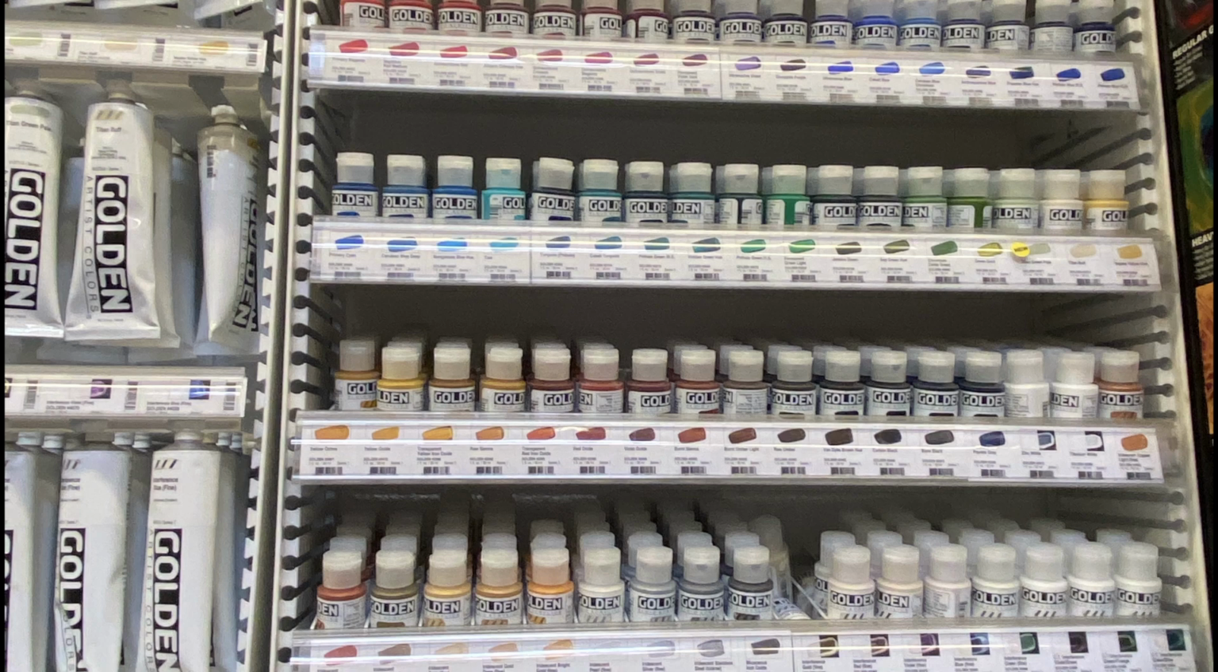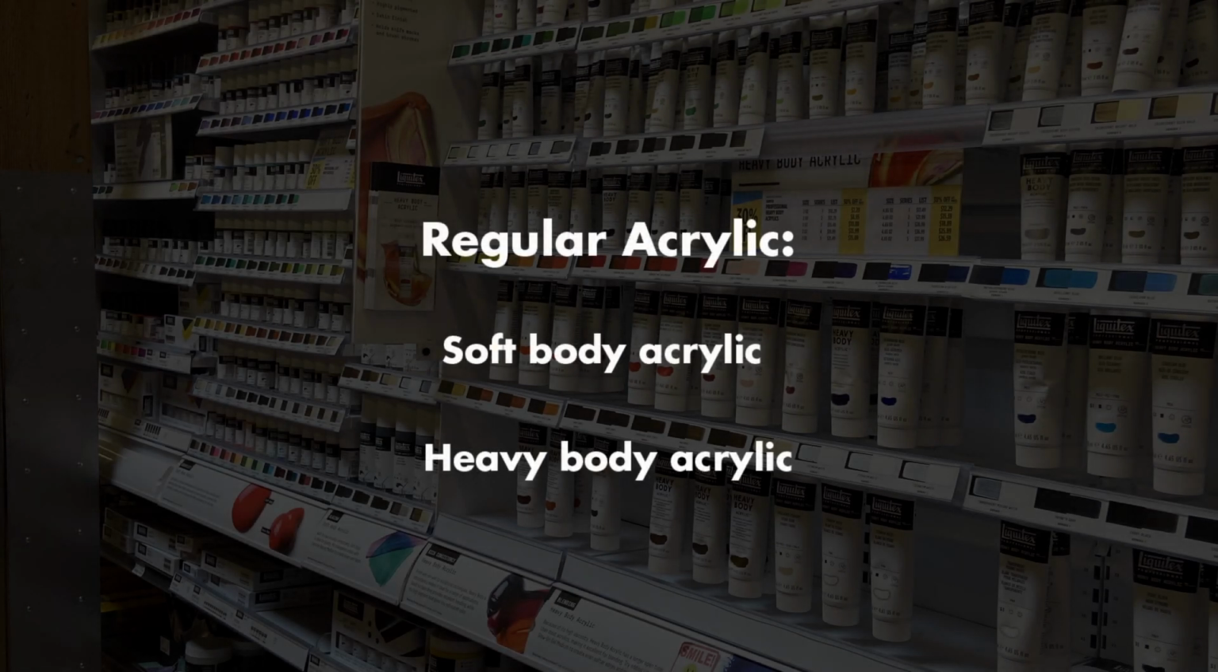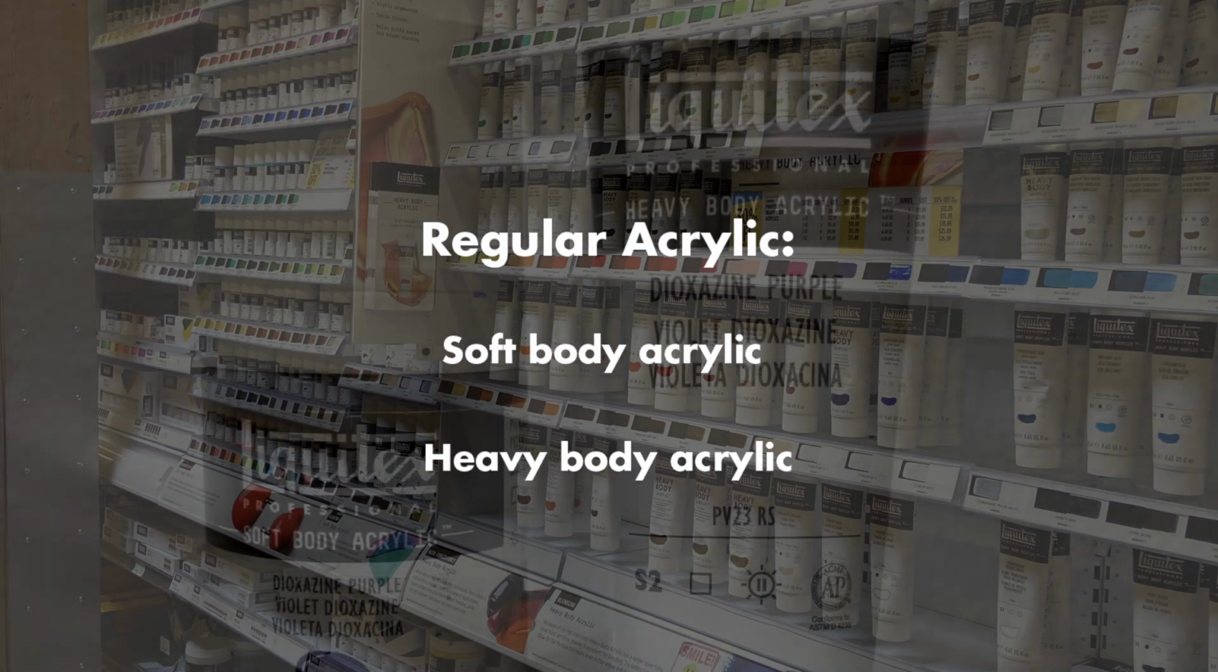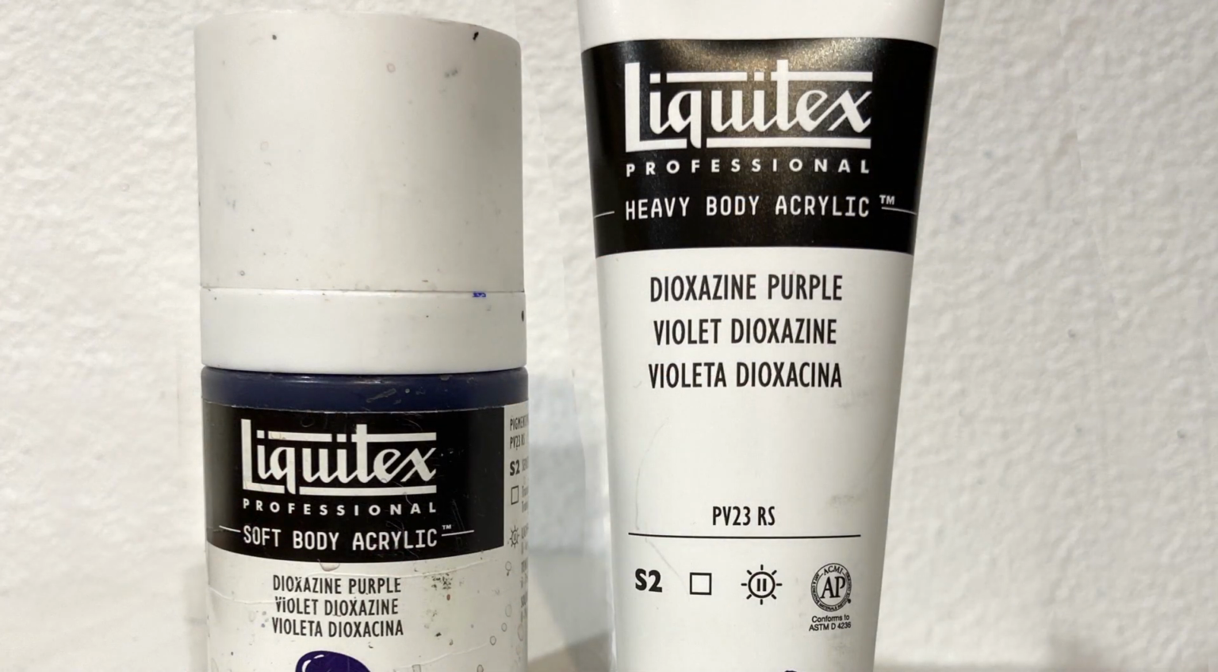To simplify what acrylic type is right for you, I think we should break down the types into 2 groups. The first group is the regular acrylic group. It consists of soft body and heavy body acrylic. If a brand does not say what type of acrylic it is, you can safely assume they're somewhere between heavy body and soft body acrylic. Soft body is acrylic paint with thinner consistency, whereas heavy body acrylic has a thicker consistency.